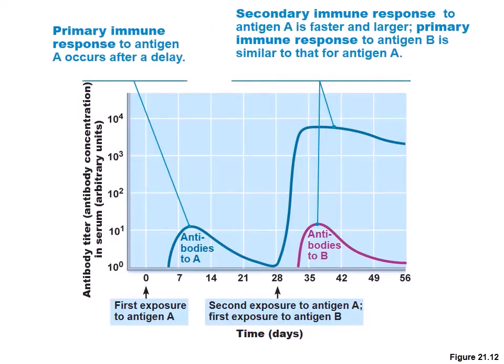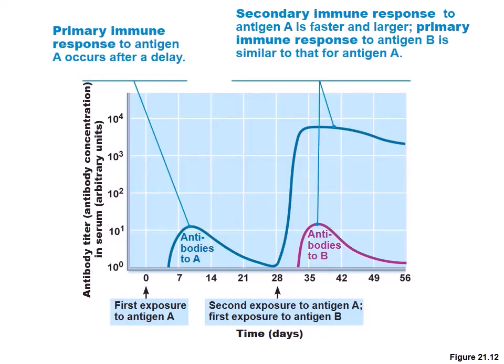If we look at this graph, it's showing you the primary response and the secondary response. On the y-axis of the graph, you've got antibody titer, so like the antibody concentration, and down on the x-axis, you've got the time in days. The first exposure to antigen A happens at day 0, and you can see it takes a little over a week for you to get your peak antibody production. And then it goes down around 28 days after primary exposure.